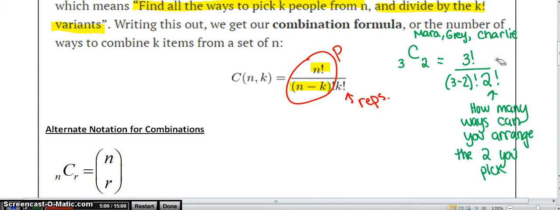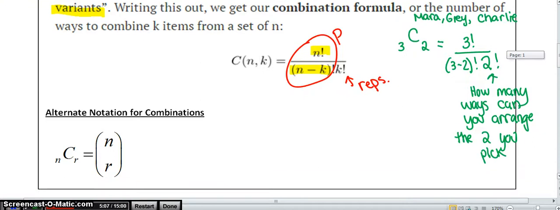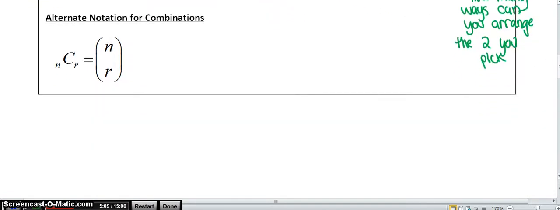And this really connects to the conversation we had about how many different permutations there are of the word Illinois. Same kind of idea here. If you have questions about that, please ask in class.